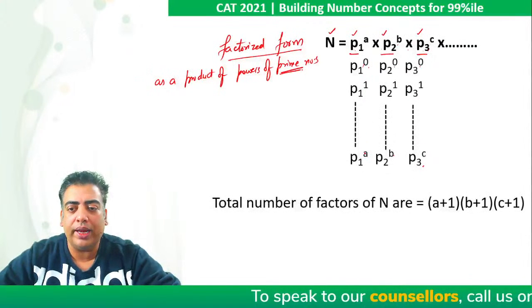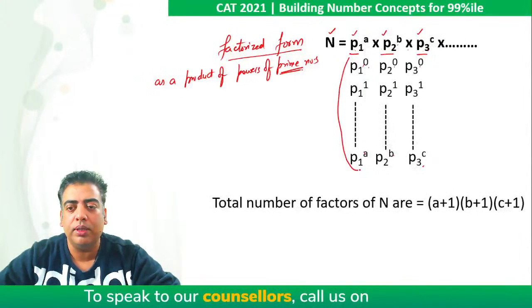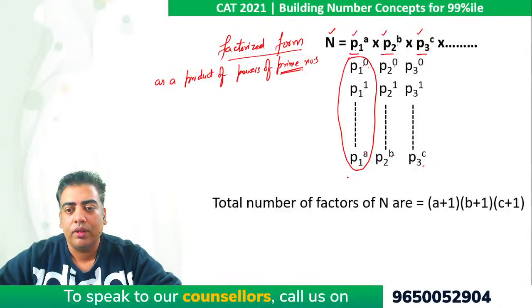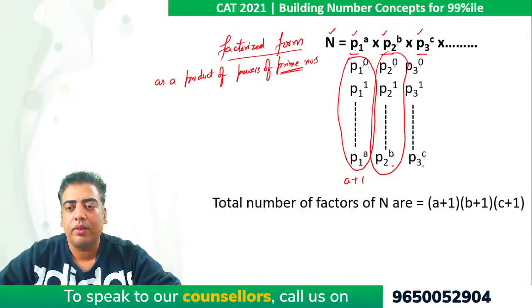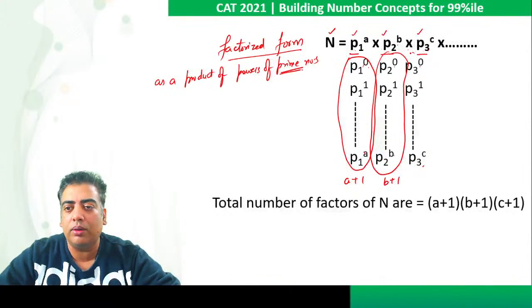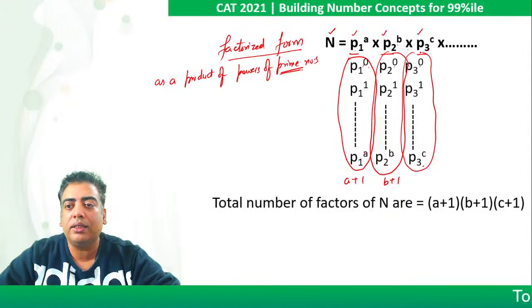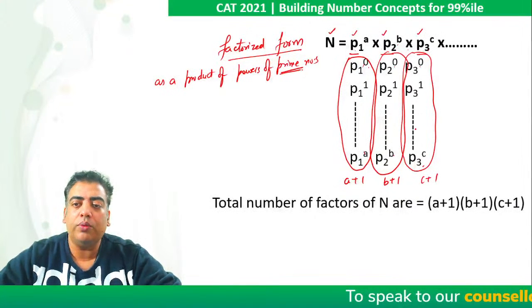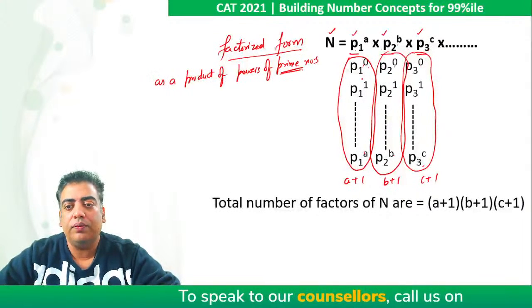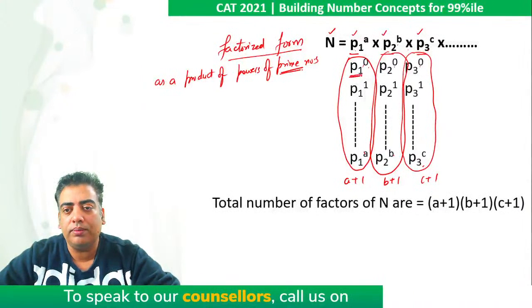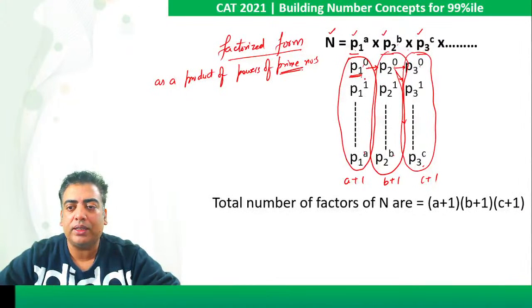Now from 0 to A, the number of values in this column is A plus 1. The number of values in this column is B plus 1. The number of values in this column, from 0 to C, is C plus 1. So when we have to generate a factor, we need to select a value from this column, which should be multiplied with a value of the second column, and then with all the values of the third column. Likewise, we start getting all the factors of the given number n.